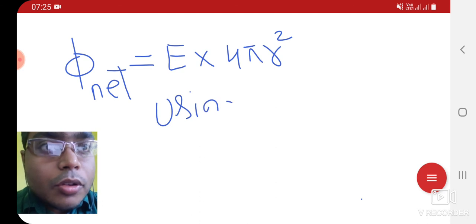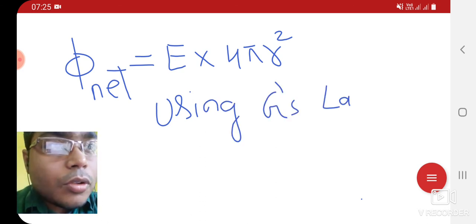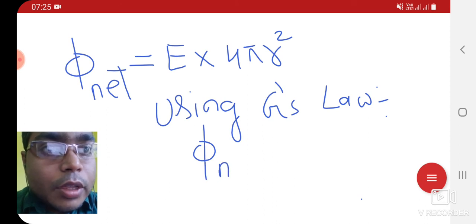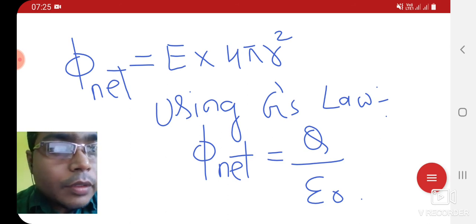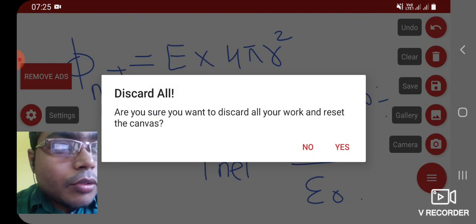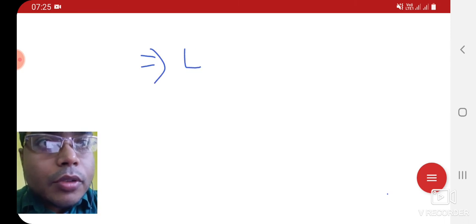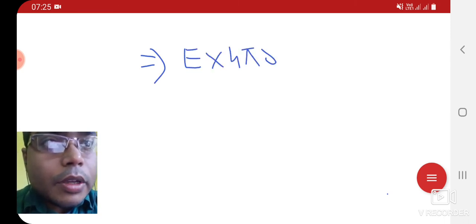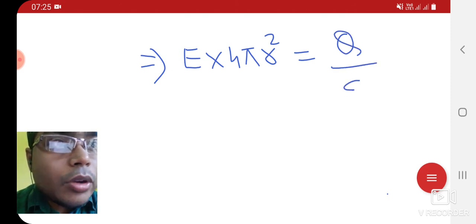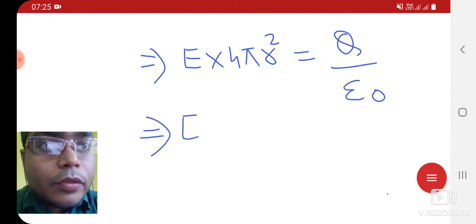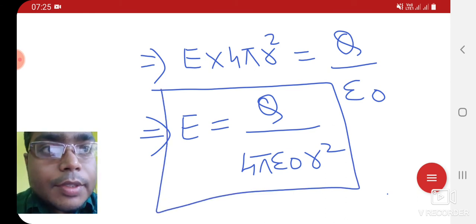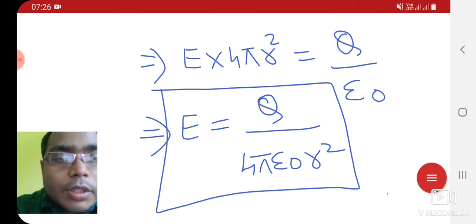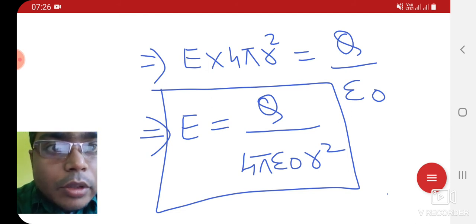Now we can apply Gauss law, right? Using Gauss law, the net flux will be charge divided by epsilon naught, right? So if we put the net flux, which was E into 4 pi r square, this is equal to Q upon epsilon naught. So what will be the electric field? The electric field will be simply Q by 4 pi epsilon naught r square. Have you seen this expression earlier?